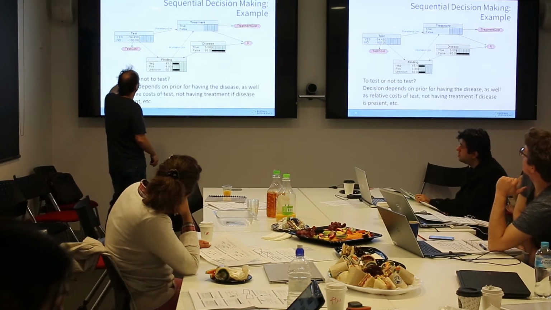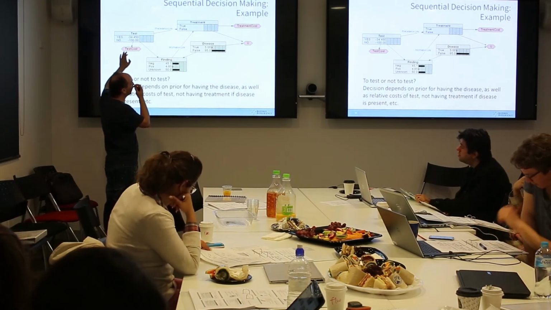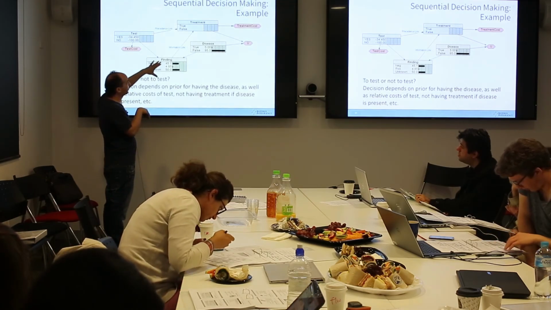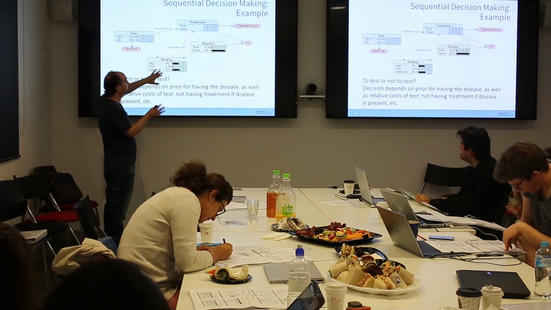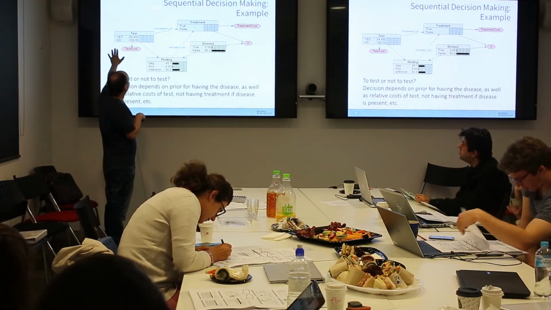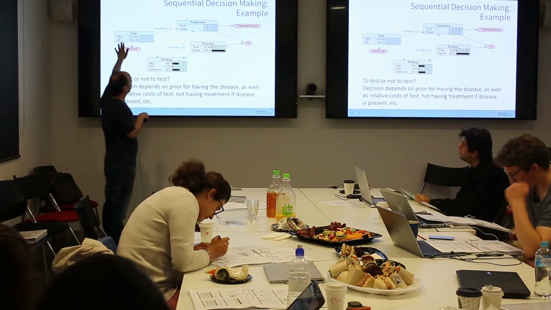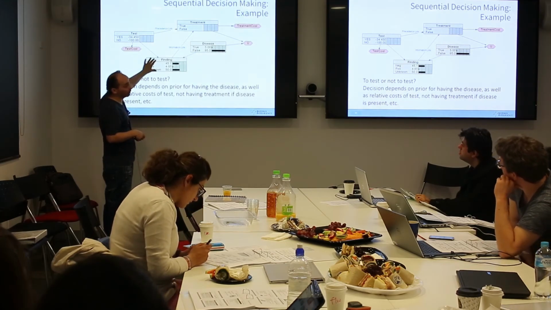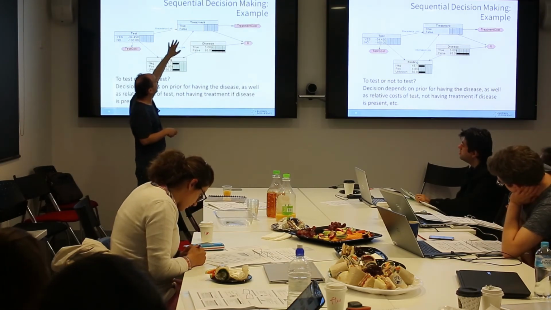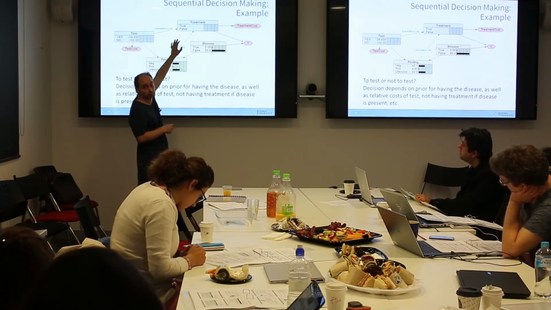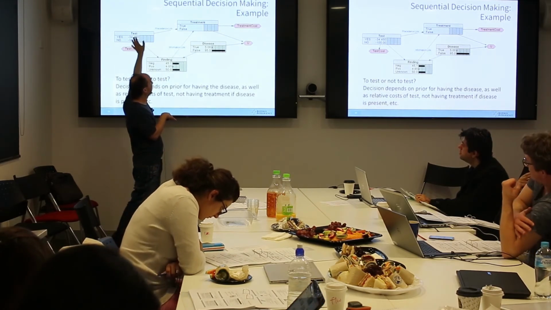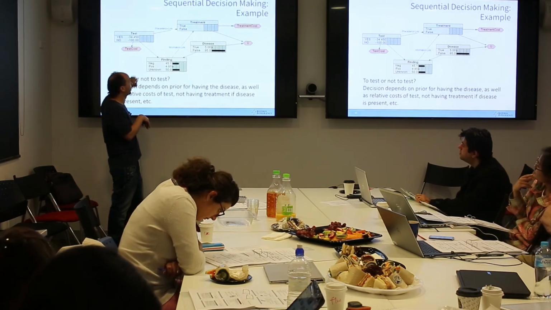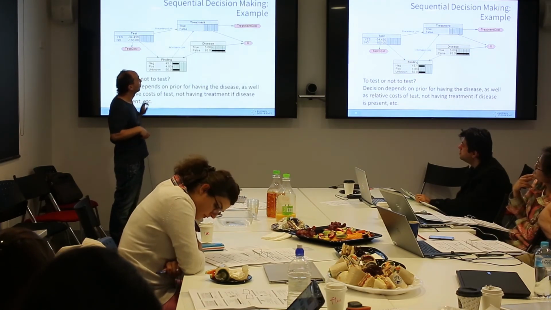So we've got some example here in which we're trying to work out whether we should do a treatment based on whether or not we've got some kind of disease. So we do a test first. That'll influence our finding. Then the finding will be an information leak. That is, we'll work out whether to do the treatment based on both the finding and the test, whether we've done the test or not. So that's the precedence link.